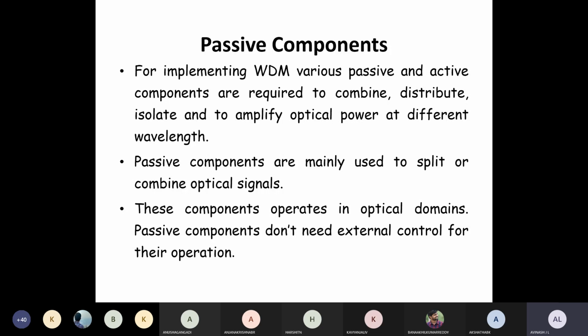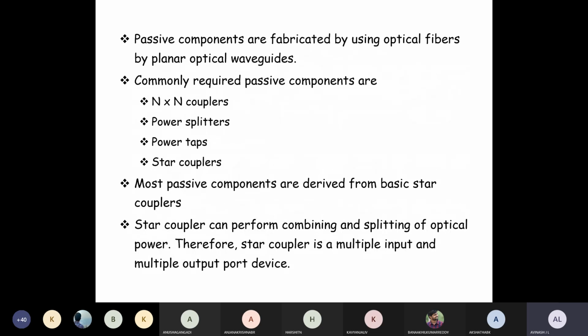So once you have taken this one, we'll go to the next slide. In the next slide, passive components are fabricated by using optical fibers and planar optical waveguides. How they are manufactured: obviously we are talking about optical only, so optical passive components must be made by optical things only.